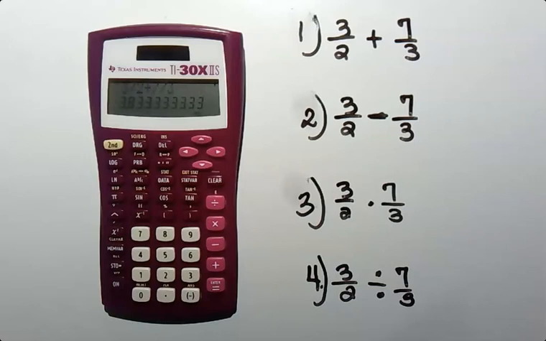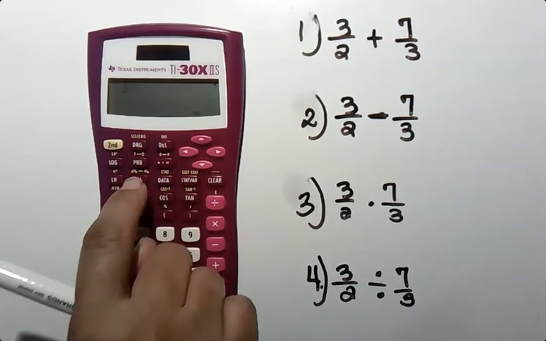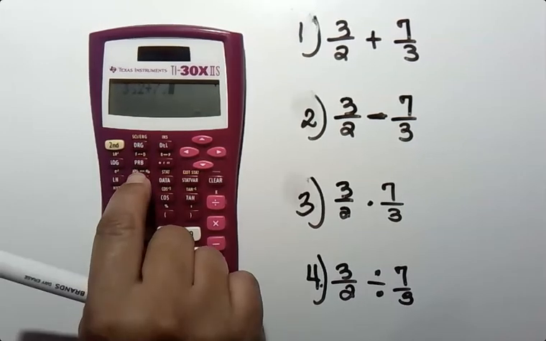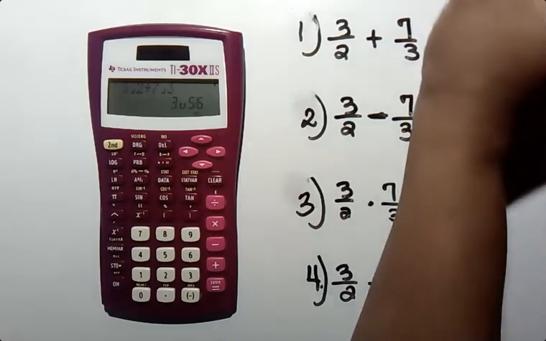It will give me an answer in decimal form by just using the divide by key. But if I need my answer as a fraction or improper fraction, then I don't want to use that divide by key. Instead, I want to use this ABC button. So 3 ABC 2 is how I tell the calculator 3/2 plus 7 ABC 3. That's how I tell the calculator 7/3. I hit enter, and the calculator automatically gives me the mixed number.